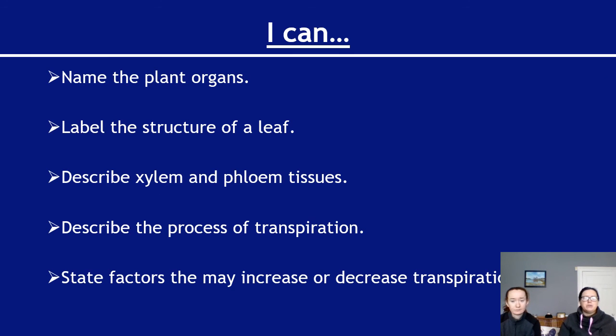So things that you should be able to do: name your 3 plant organs. Have a think about it yourself, we're not going to run through them. You should be able to label the structure of a leaf, including palisade mesophyll, spongy mesophyll, stomata, and also your upper and lower epidermis. You should be able to describe xylem and phloem tissues in terms of what they carry and also their structural features. Describe the process of transpiration, which is your 4 or 5 mark type question, quite a long one. And then state factors that may increase or decrease transpiration, and maybe also give suggestions as to how you could increase or decrease that particular factor. Okay, so that's the whole of this key area done.